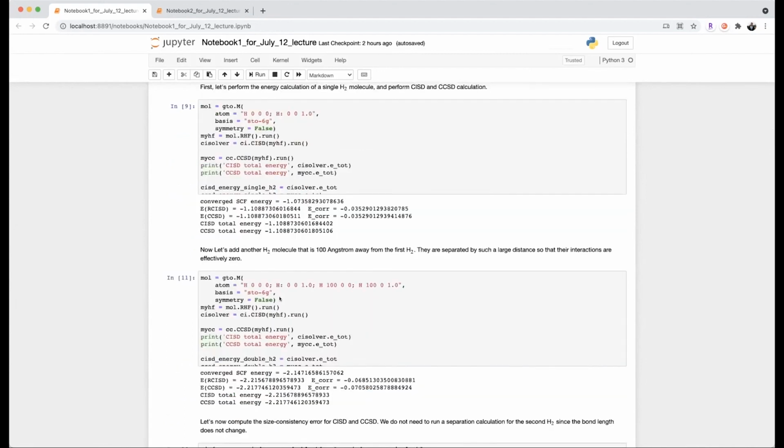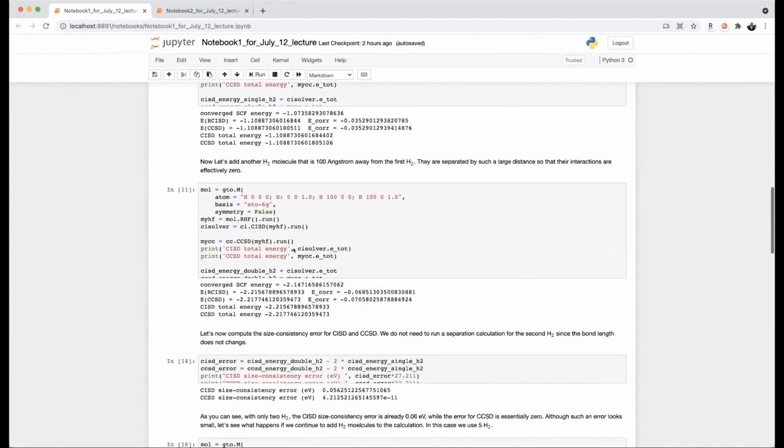All right, so the next thing we do is add another H2 molecule that is 100 angstroms away from the first H2 molecule. They are separated by such a large distance that their interactions are effectively zero. Running it will also compute the Hartree-Fock energy, the CISD energy, and the CCSD energy. You can see now that the CCSD energy is actually lower than the CISD. They do not match to 8 digits.